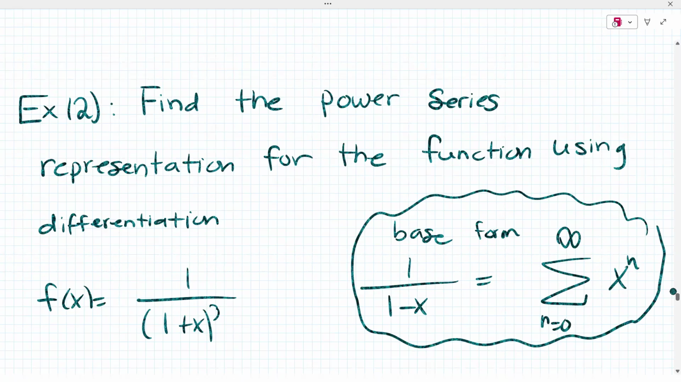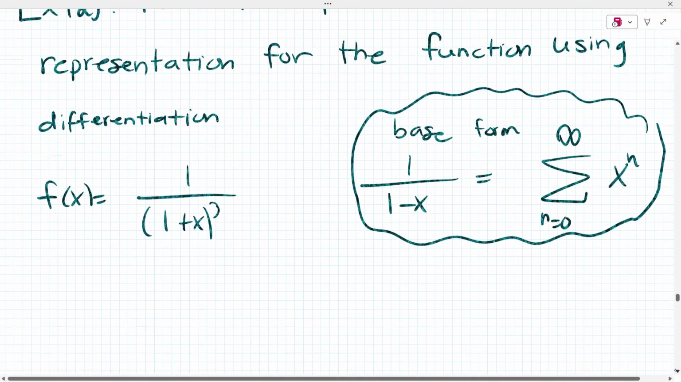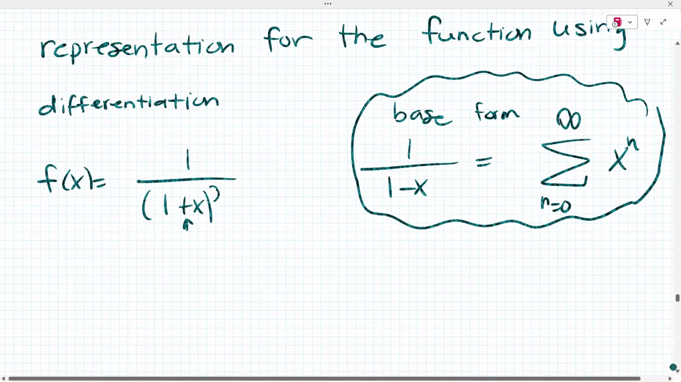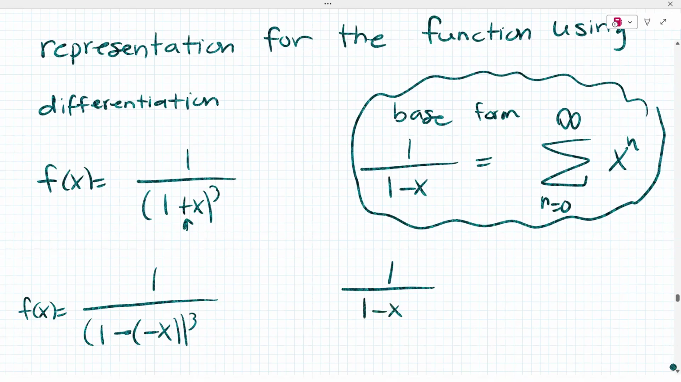So what would I do? Maybe let's make this plus x into a negative. You can rewrite this as f of x equals 1 over (1 minus the negative x) to the third, right? And somehow we have to use the base form, so we have 1 over 1 minus x equals the summation of n equals 0 to infinity of x to the n.